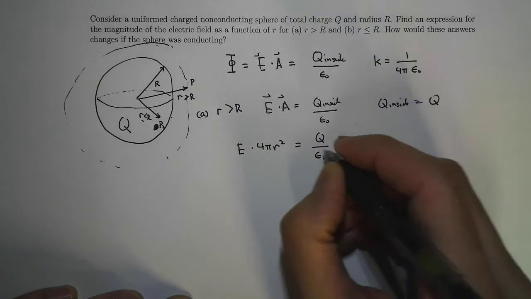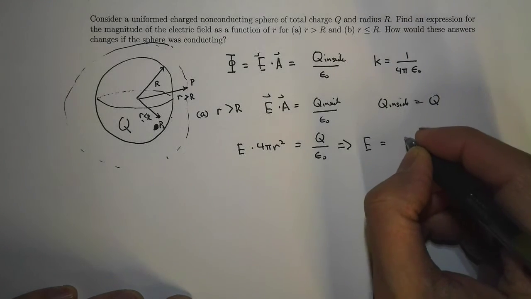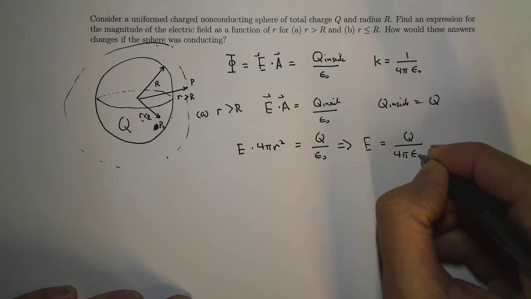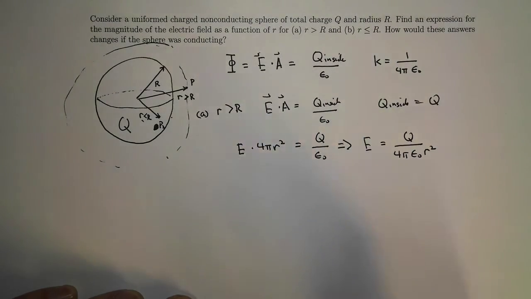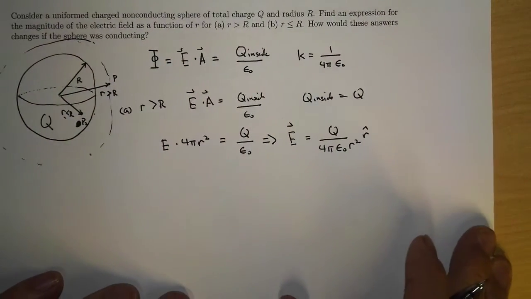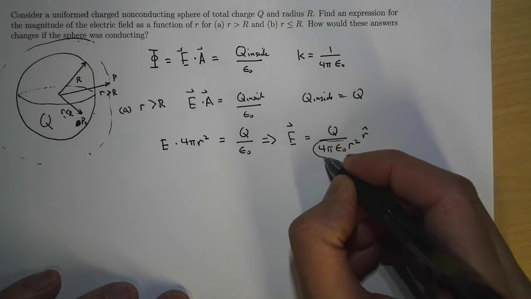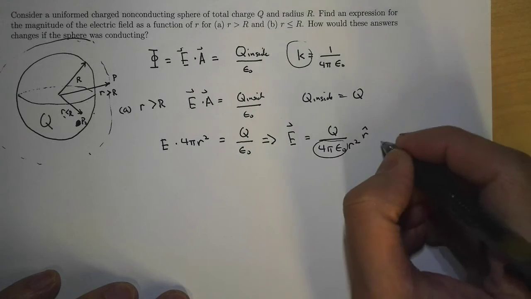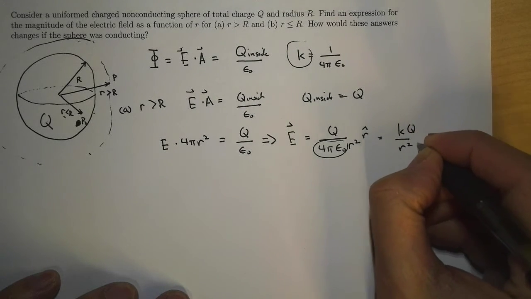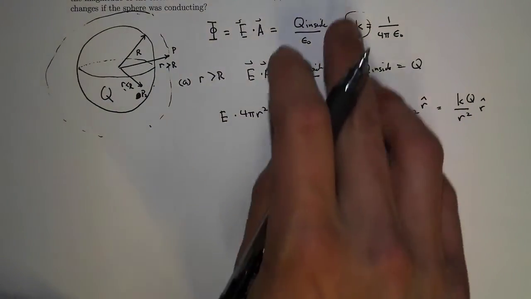And so this just becomes E is equal to Q divided by 4 pi epsilon naught r squared, and you're done, in the r hat direction, right? Now, there's one thing you just need to be very careful about. Or it could be simplified more. You know that this thing is really K. You could write this as basically K Q over r squared r hat, and then you're done.